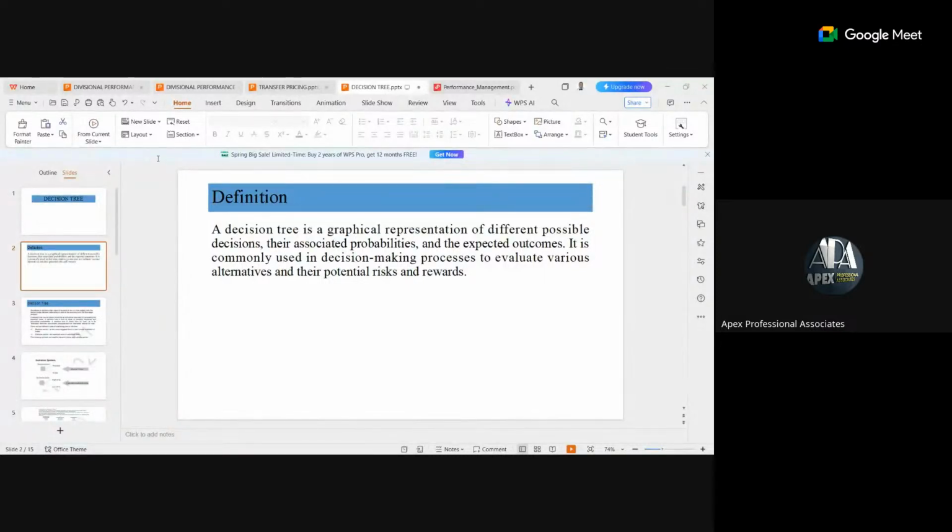So when we are trying to solve questions on decision tree, there are two main points we have to consider. There is what we call decision points, and there's what we call the chance node.